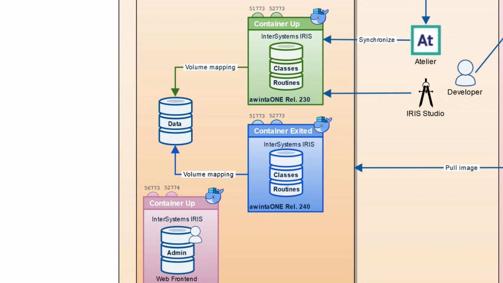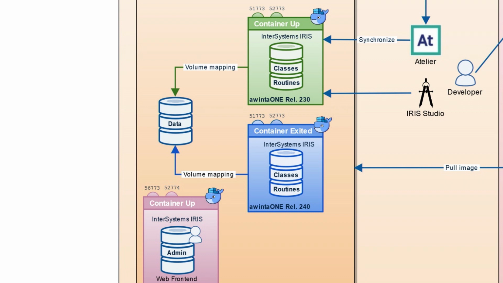As you see, the small numbers above the containers, 51773 and 52773, are the standard ports of InterSystems Iris. Both containers are configured for those ports. This is the reason why only one of those containers can be run at the same time, and the other one has to be exited because it would occupy the same ports.